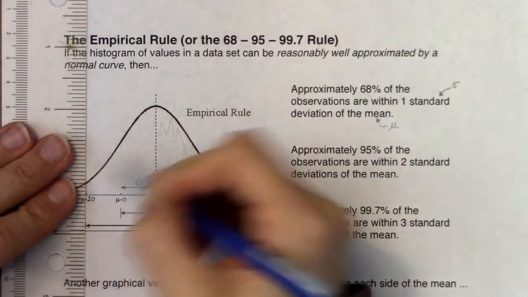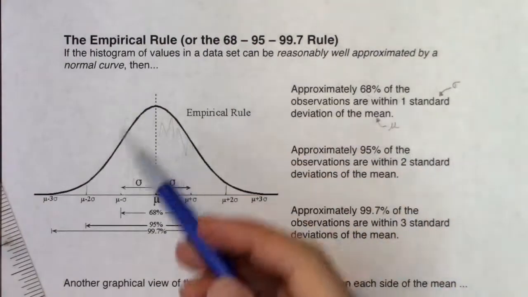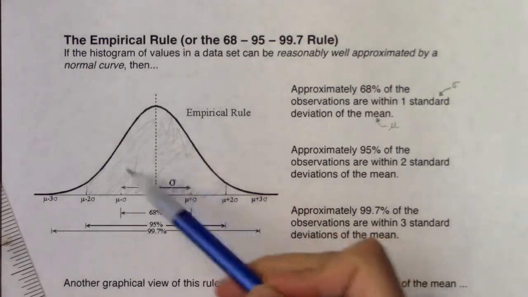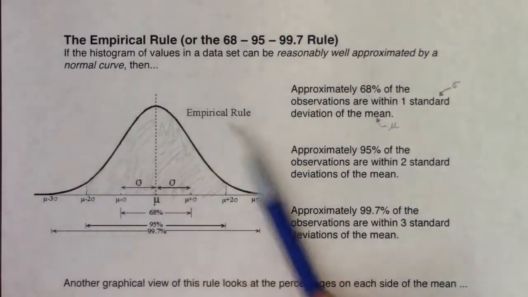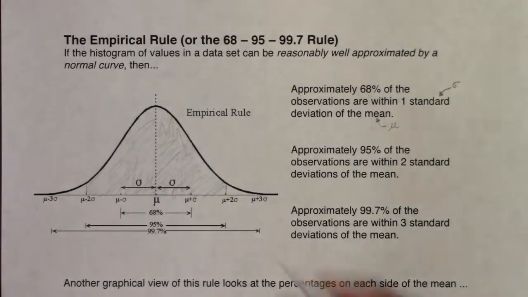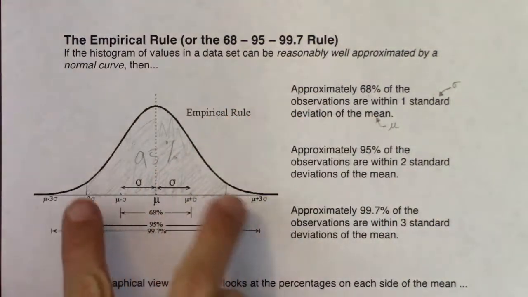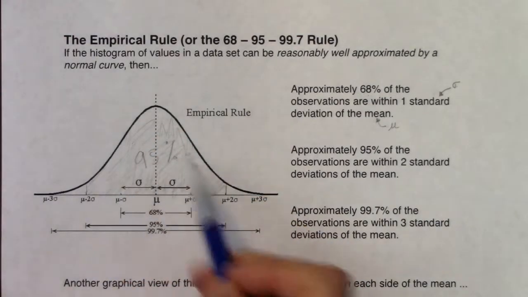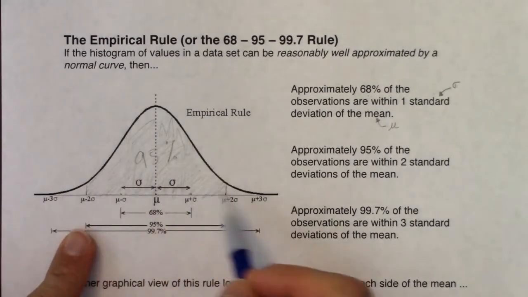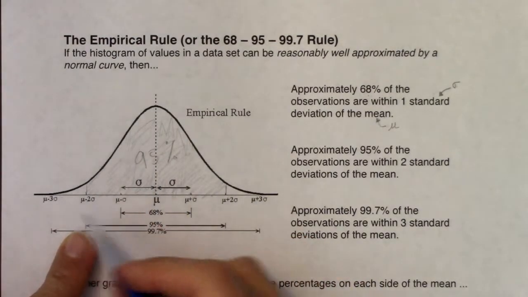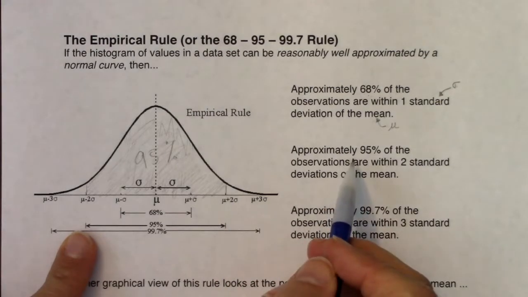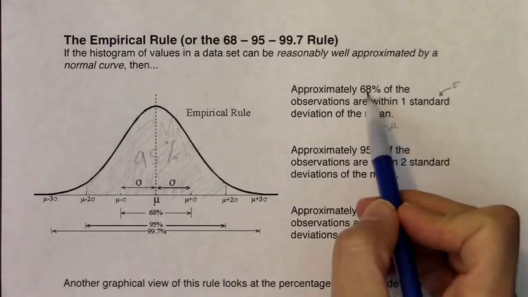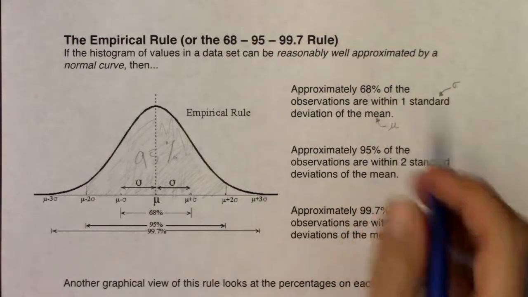So if I go 2 up and 2 back, and I tried to shade this area under the curve, you can see that's a pretty good chunk of the area under the curve. The total area under the curve is 1, and I've shaded about 95%. That's what the empirical rule is telling us: if you go two standard deviations up and back from the mean, 95% of your data falls there. That's a significant chunk of the overall area under that curve. So 68% go within a standard deviation, and then 95% go within two.